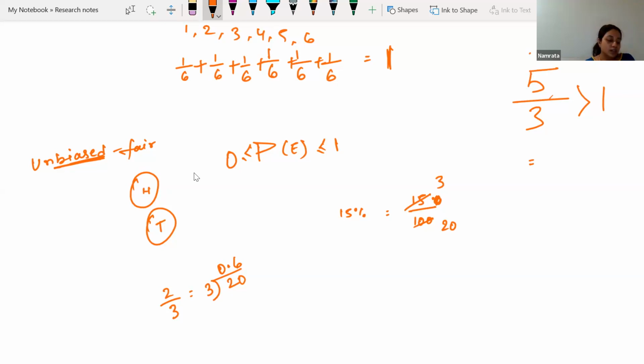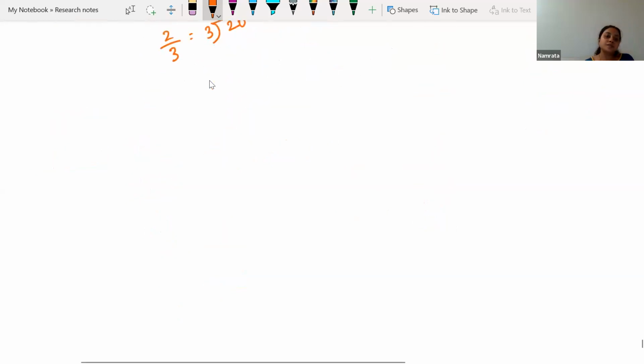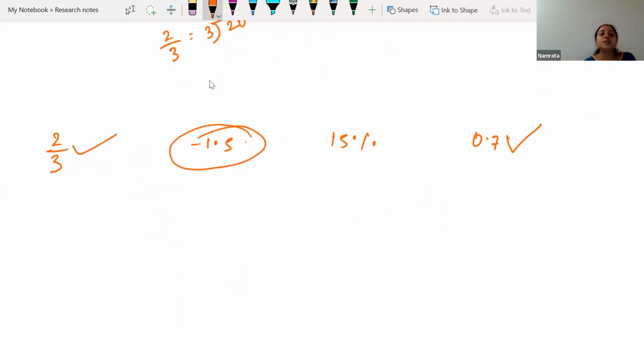Yes, ma'am. Okay, so let me write all the options. 2 by 3, minus 1.5, 15%, 0.7. 2 by 3 is proper. Probability will always be between 0 and 1. Minimum it can be 0, maximum it can be 1, right? So negative probability is meaningless. 15% is also fine. So, which cannot be the probability? Minus 1.5 cannot be the probability. Getting?